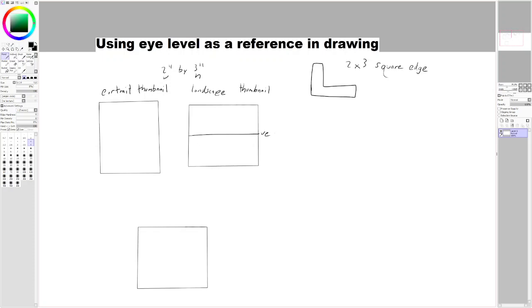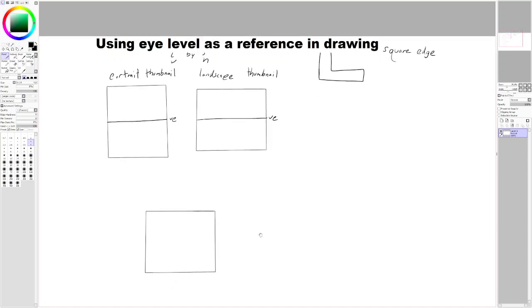Like, say that's the vanishing point. I'll get it straight on. And that's the vanishing point. And the thing that you need to know about, I'm sorry, that's not the vanishing point, that's the eye level. I'm so sorry. As you can tell, I woke up very early today, and it shows. It really shows. Okay, so these are the eye levels.